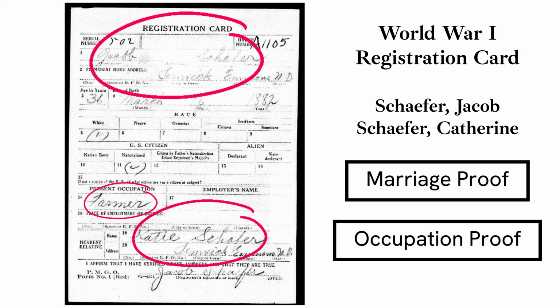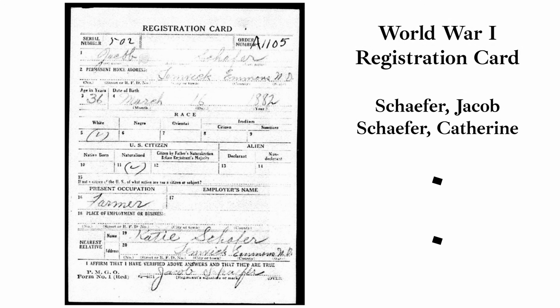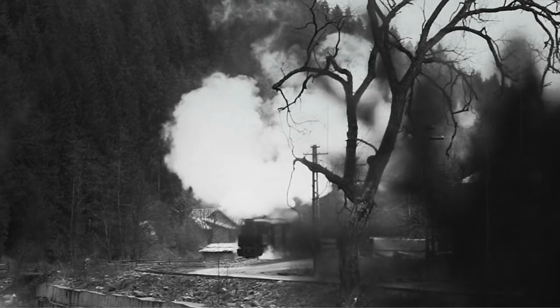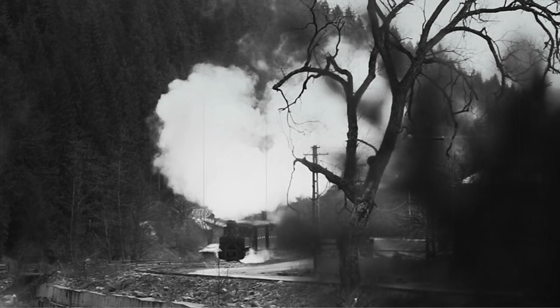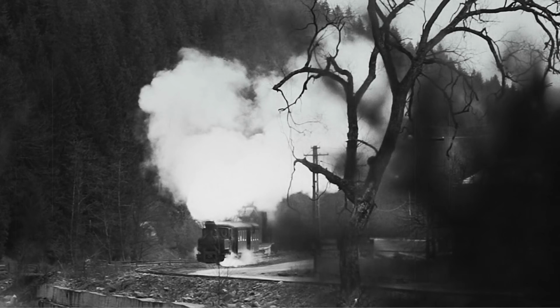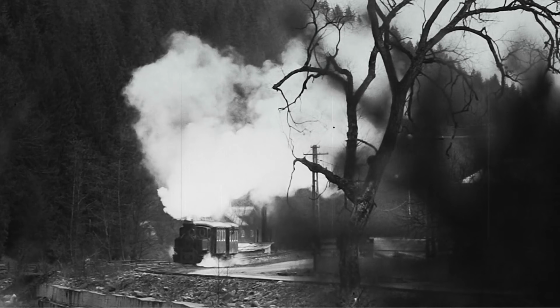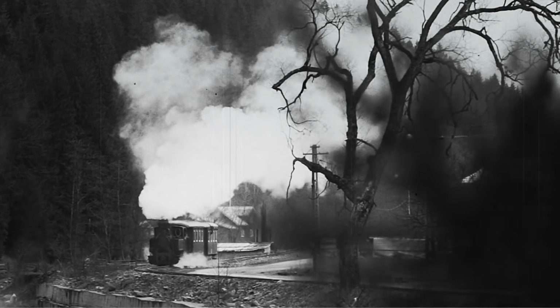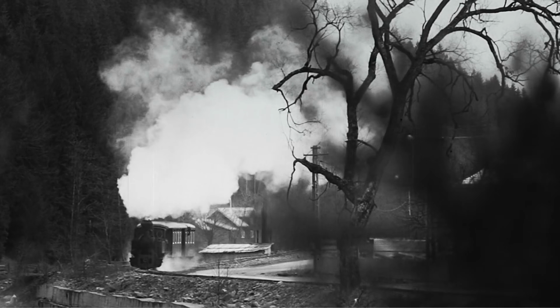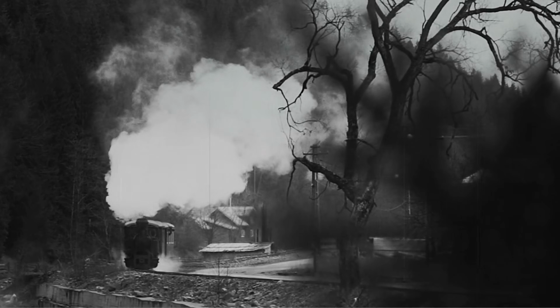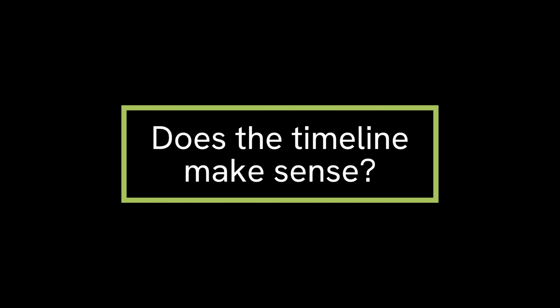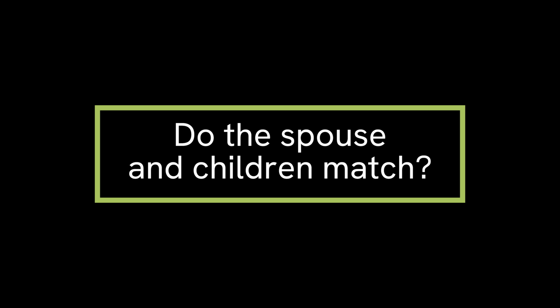Another thing I want you to pay close attention to is locations. People in the past usually did not move around nearly as much as we do today. So if your ancestor suddenly appears in New York, then Texas, then California, within just a few years, that should make you stop and ask questions. Does this timeline make sense? Do the ages match? Do the spouse and children match? These little details matter much more than most beginners realize.